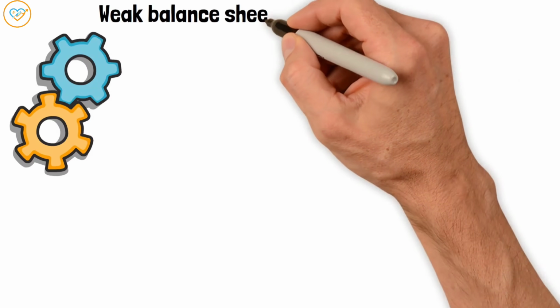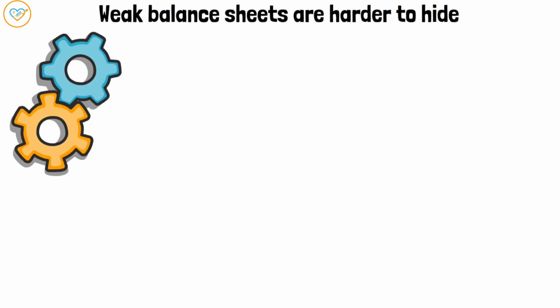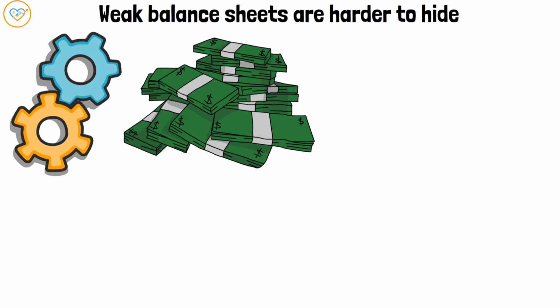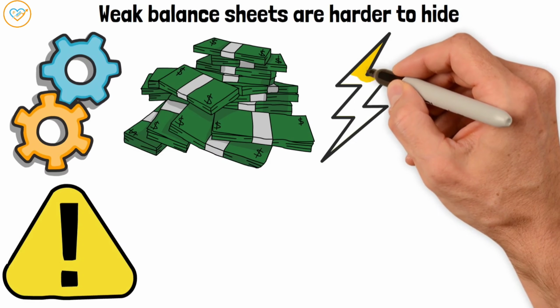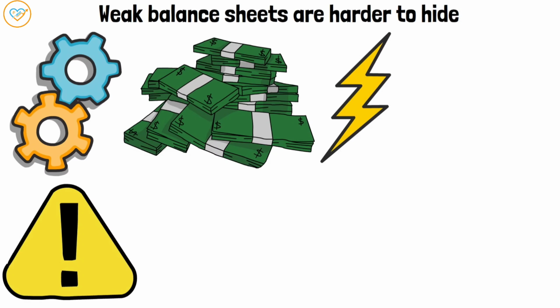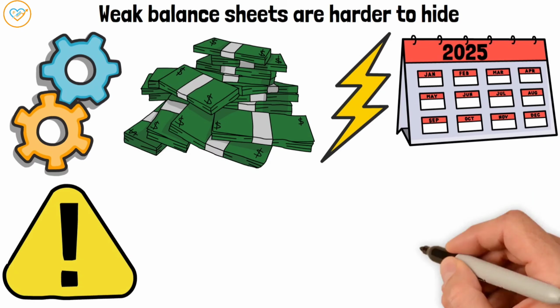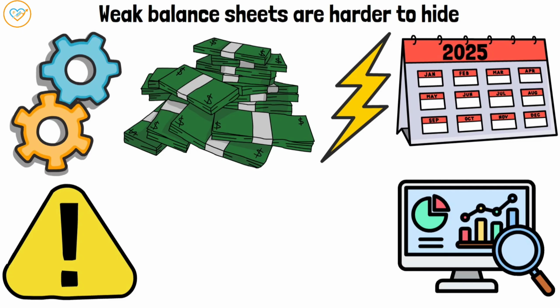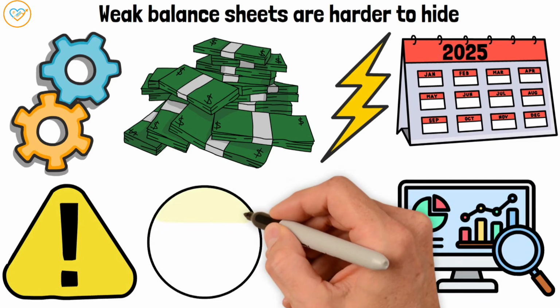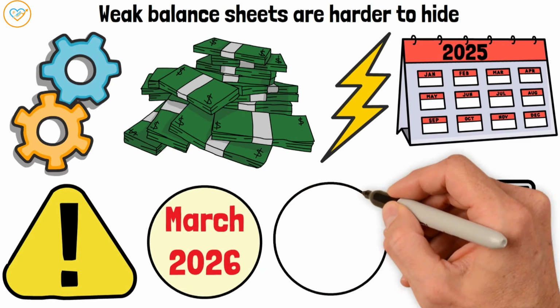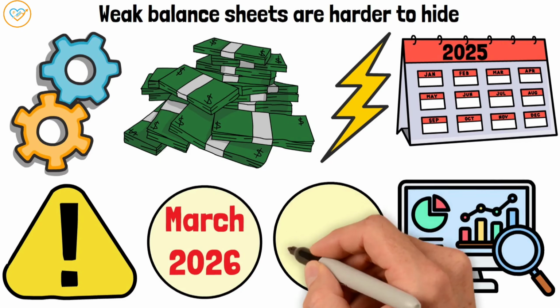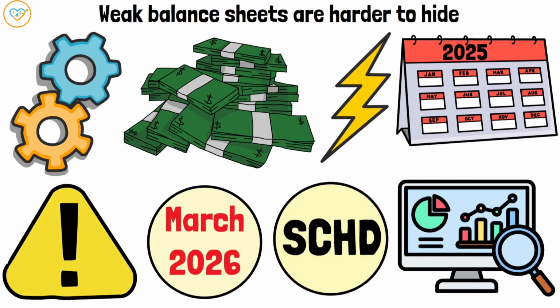Weak balance sheets are harder to hide. Strong cash generation stands out more clearly. This reconstitution also follows a period of concentration risk. Energy exposure rose sharply in 2025. That exposure now gets reviewed under fresh data. So, March 2026 becomes a reset point, one where the system can rebalance risk and potentially reshape how SCHD behaves going forward.